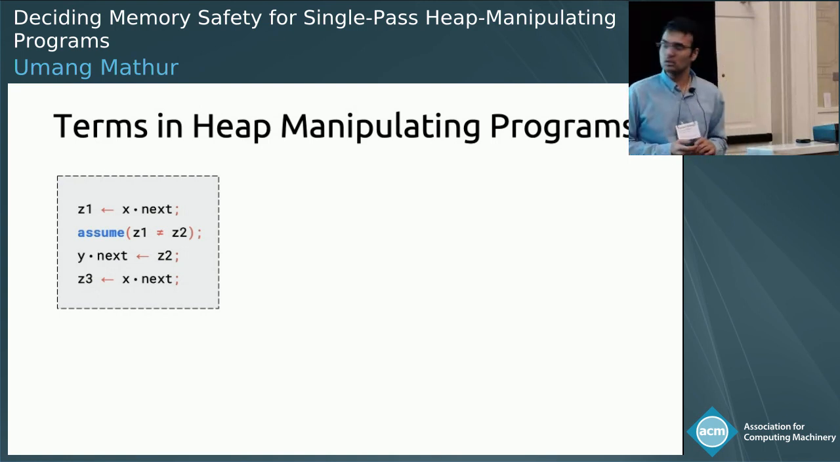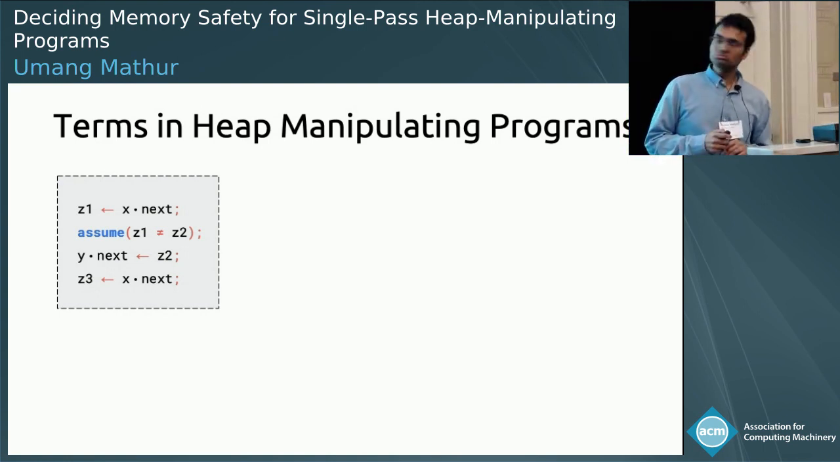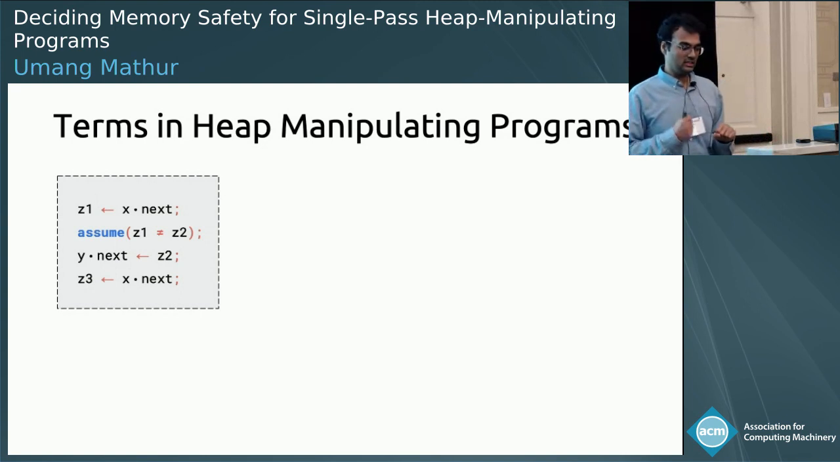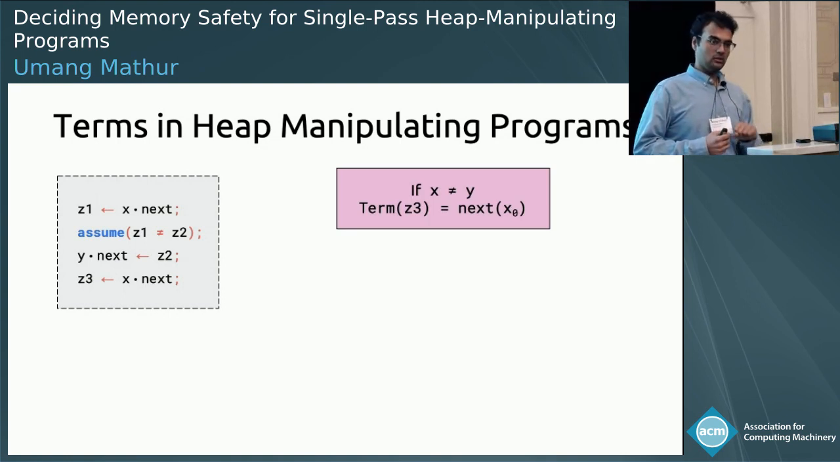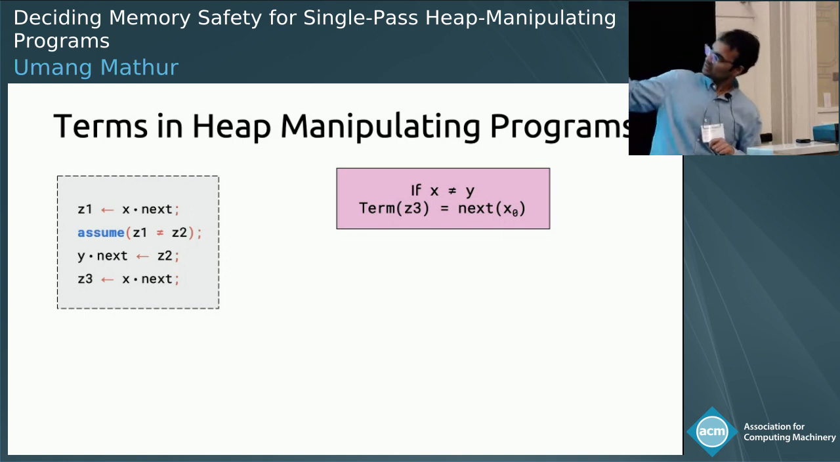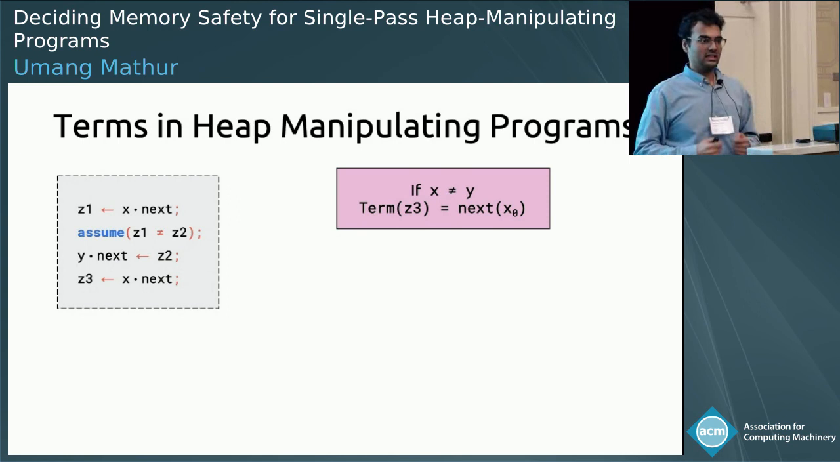For that, let's look at this execution on the left. Here you have location variables x and y, and three other variables z1, z2, z3. In the beginning, you dereference x using the next pointer and read it into z1. Then you say that this value z1 is different from this other value z2. And then you update the value of y.next to z2. At the end, you dereference x.next again, and you read it into z3. Now, if the locations x and y are different, then the term stored in z3 would be equal to next of x0, where x0 is the term that is stored in x. That's because at the update of y.next to z2, which is the third line, the value of x.next won't change because x and y are different.